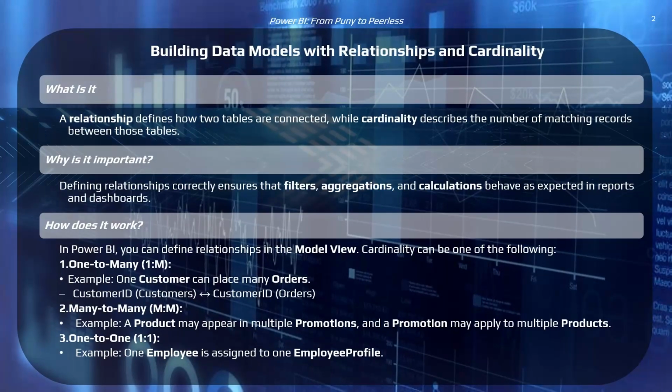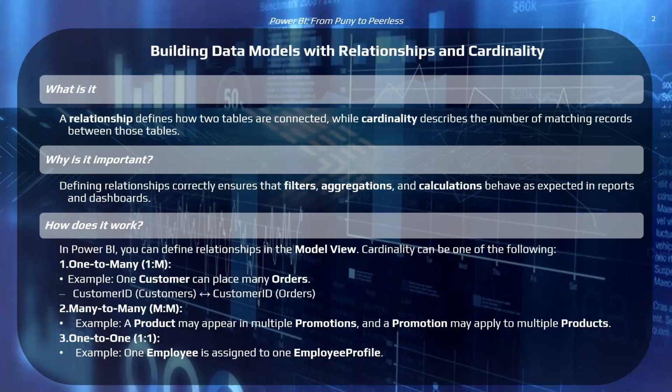Building data models with relationships and cardinality. What is it? A relationship defines how two tables are connected, while cardinality describes the number of matching records between those tables. Why is it important? Defining relationships correctly ensures that filters, aggregations, and calculations behave as expected in reports and dashboards.